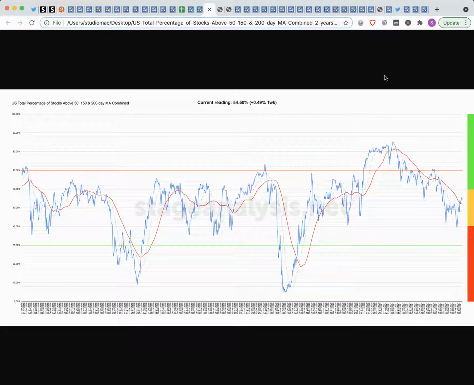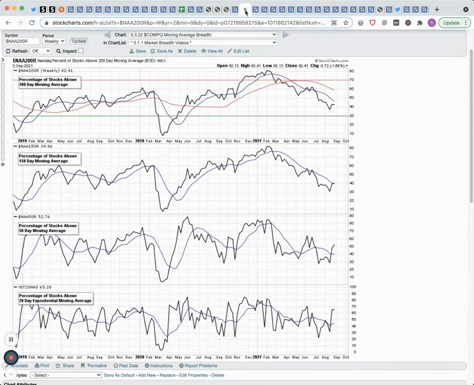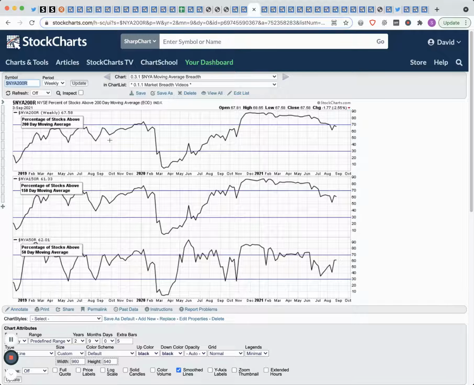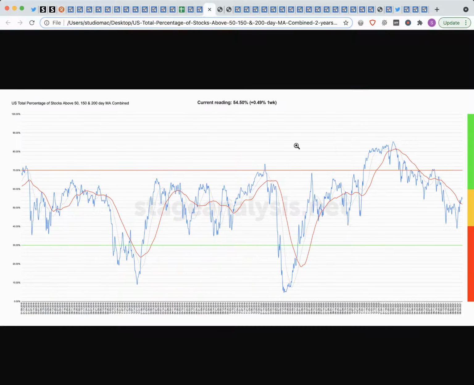So another thing that I do each week for the stage analysis members is look at a custom breadth chart that I create. This is based off of these: the Nasdaq percentage of stocks above their 200-day, 150-day and 50-day moving averages, and the NYSE version as well. I combine the data from these two charts to create this single chart, which gives us a sort of market timing model.